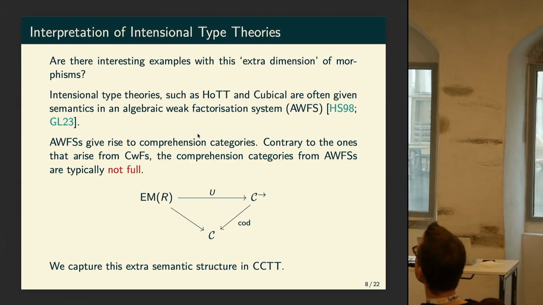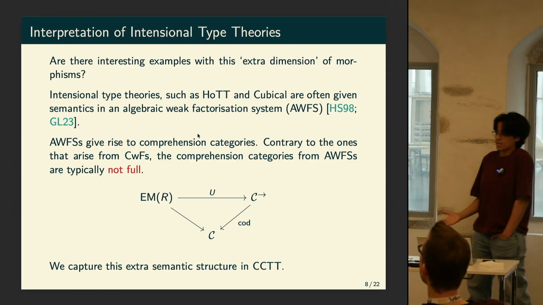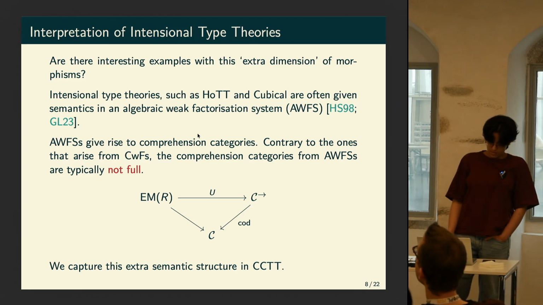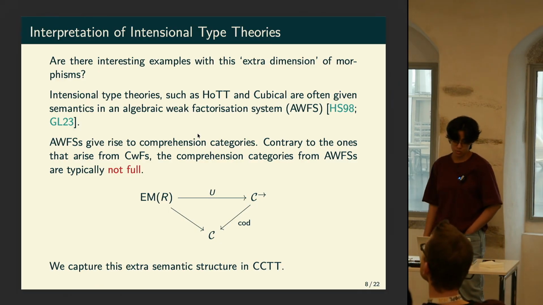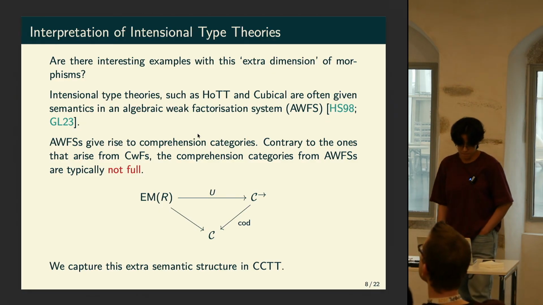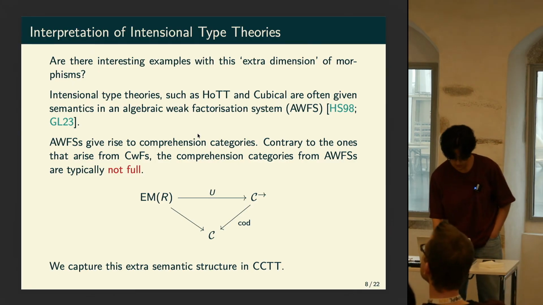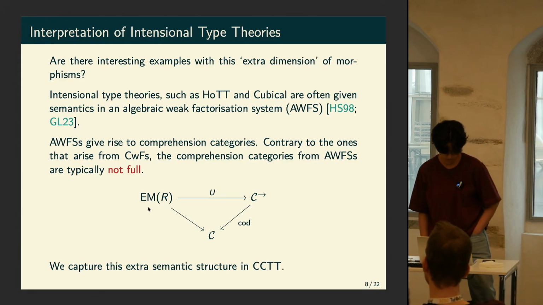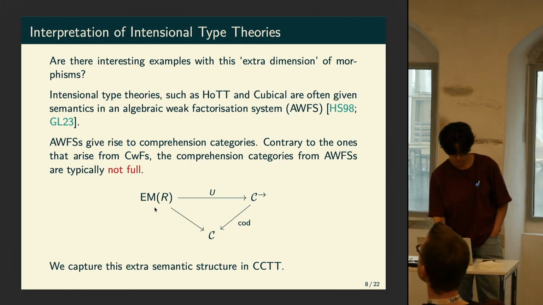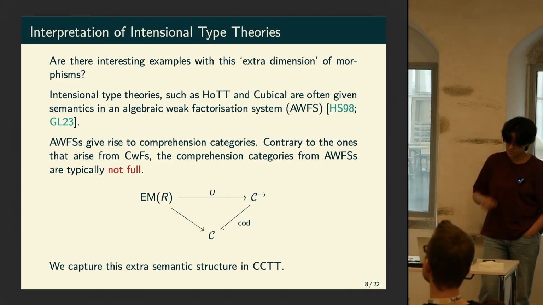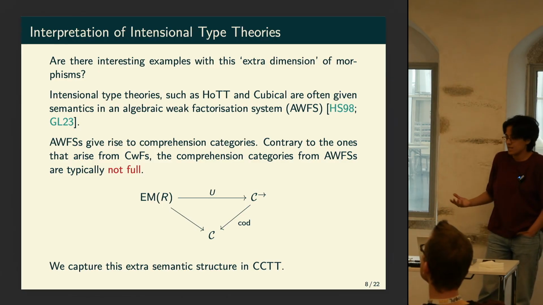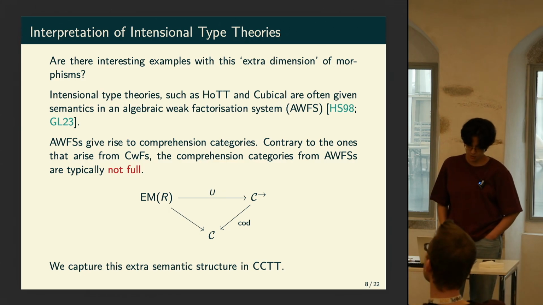And you may know that whenever you have a CWF, you can also get a comprehension category, but with these ones, the ones that arise from algebraic weak factorization systems, unlike the ones that are coming from CWFs, you would actually get a non-full comprehension category. And I can even show you what it looks like. For your category of types here, you would get the Eilenberg-Moore category of this monad R, and the comprehension that you'll get here would be a forgetful functor. So you see that it's not a full comprehension category. And these are interesting examples that are in the literature and well studied.